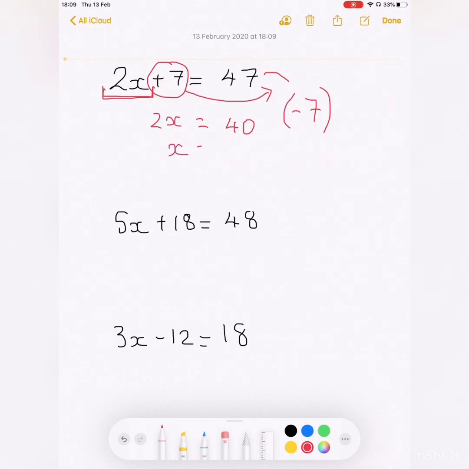Therefore 1x equals, well, what have we done to this side? Divide by 2. So remember, whatever we do to one side, we have to do to the other to get 20.